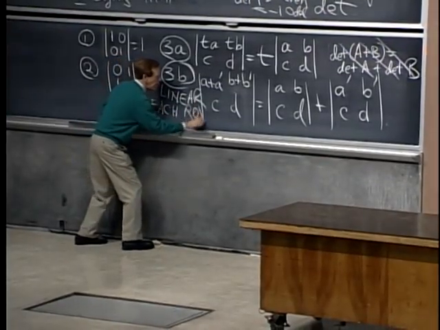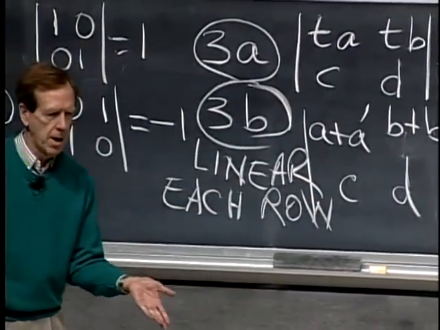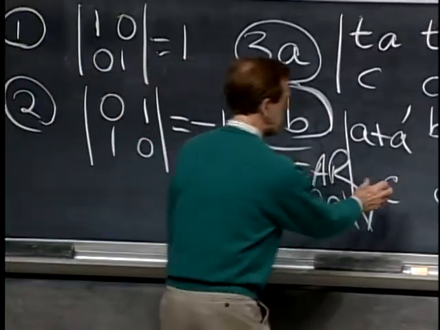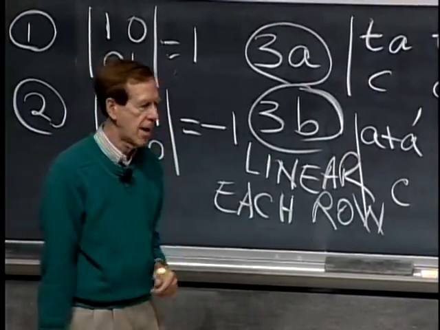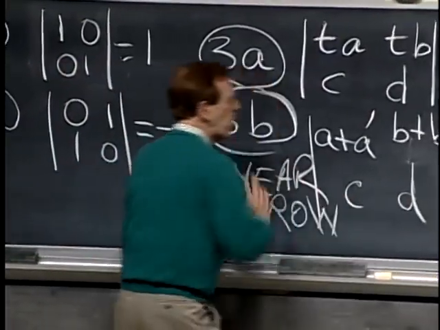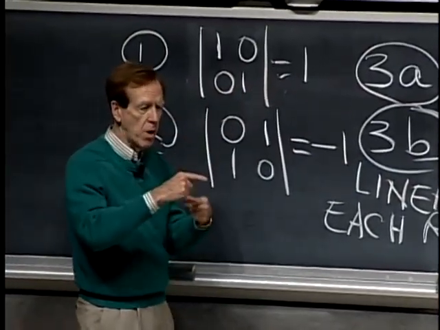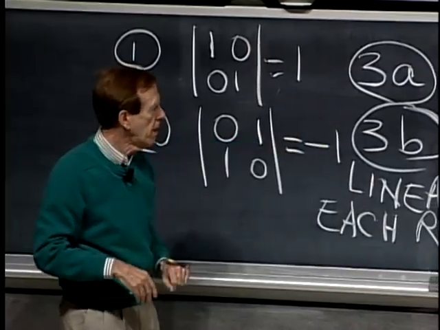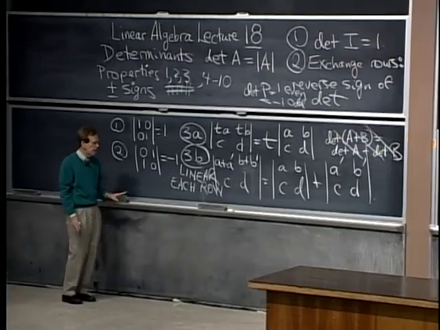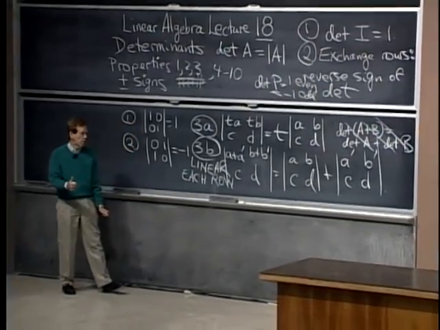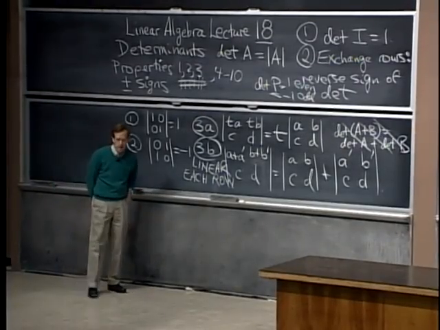Well, you may say, I only talked about the first row. But I claim it's also linear in the second row. I can't have a combination in both first and second row. But if I had a combination in the second row, then I could use rule 2 to put it up in the first row, use my property, and then use rule 2 again to put it back. So each row is okay, not only the first row, but each row separately. Okay, those are the 3 properties.